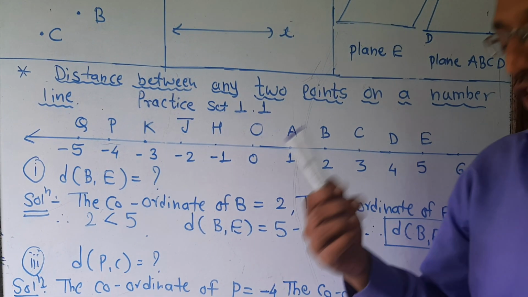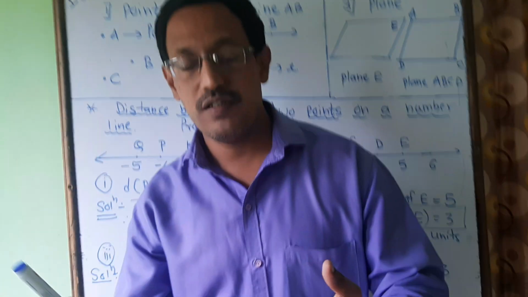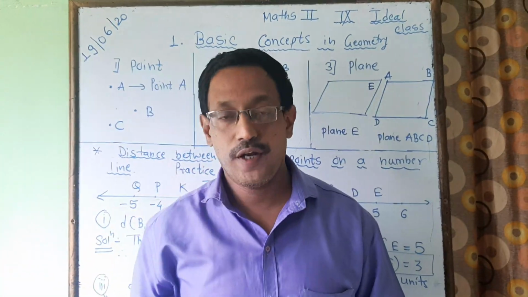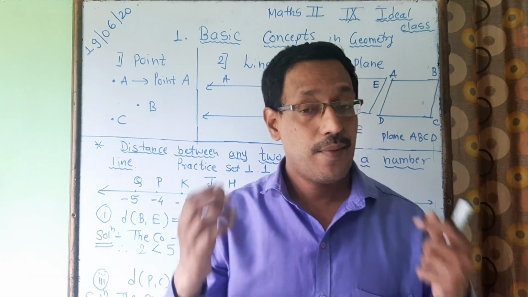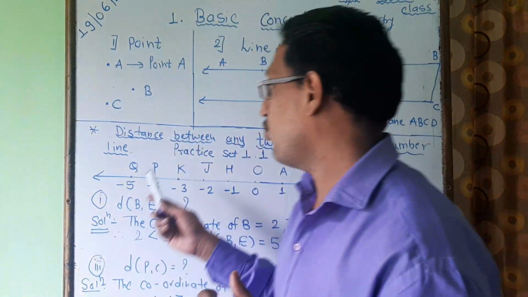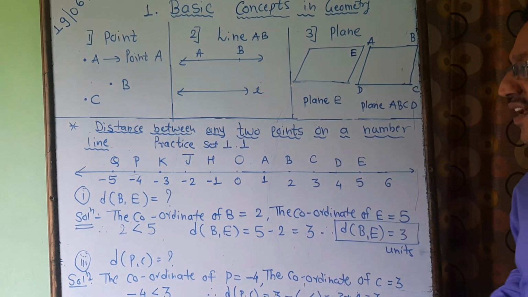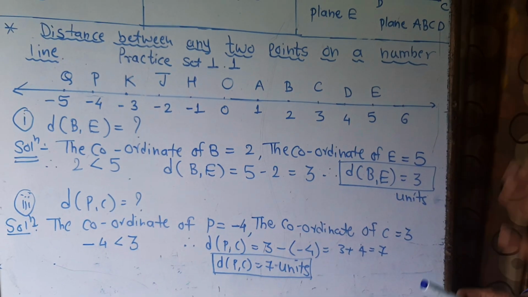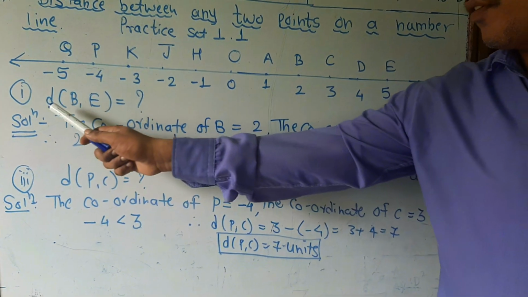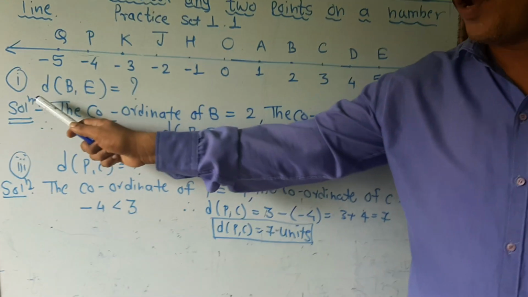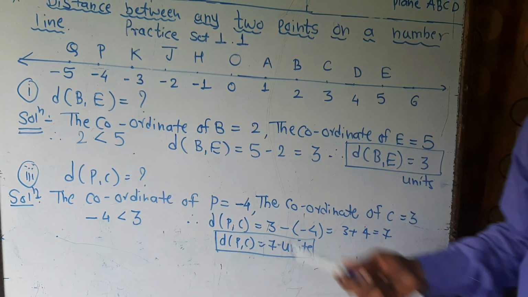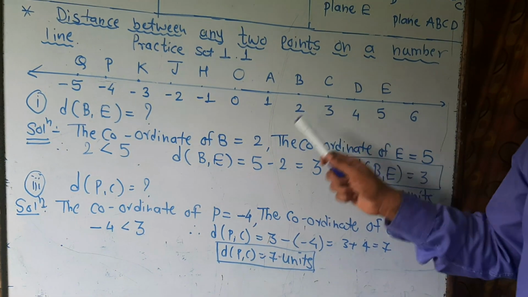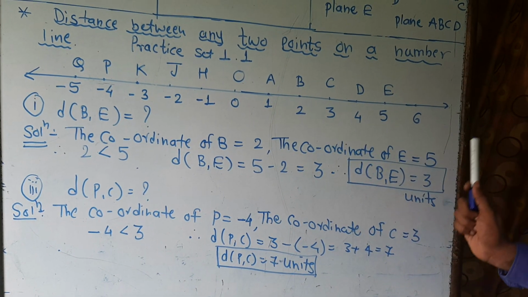Generally you know the distance between 2 cities, 2 houses, or 2 countries. It is measured in centimeters, meters or kilometers. But here we are going to find the distance between any 2 points on the number line using their coordinates. Total 6 sums are there. I have taken the first one. D means distance. I have to find the distance between B and E. First I should see the coordinate of B, which is 2, and the coordinate of E, which is 5.